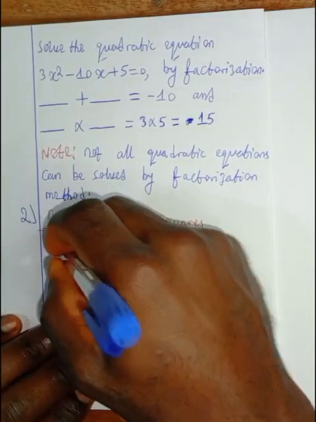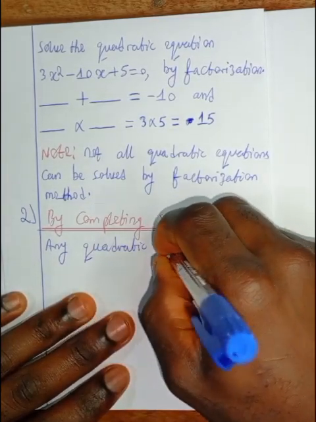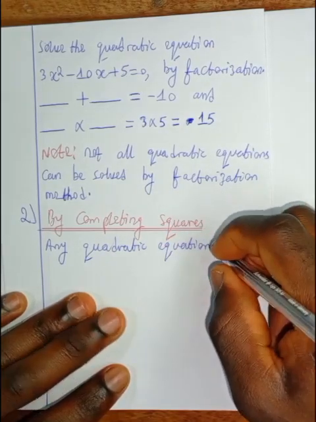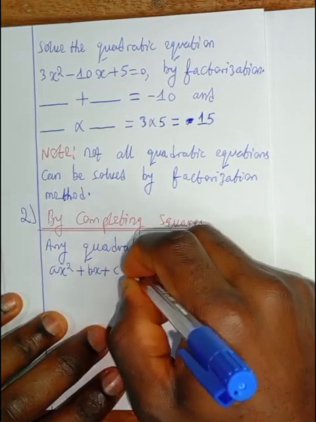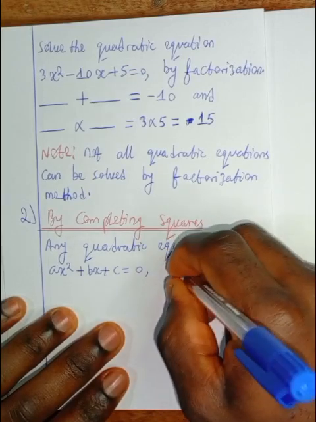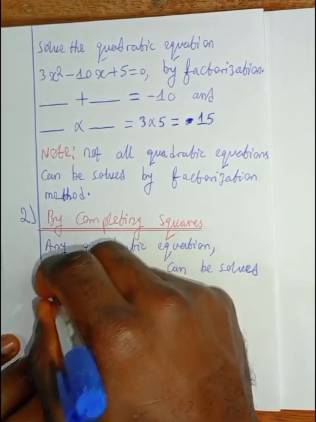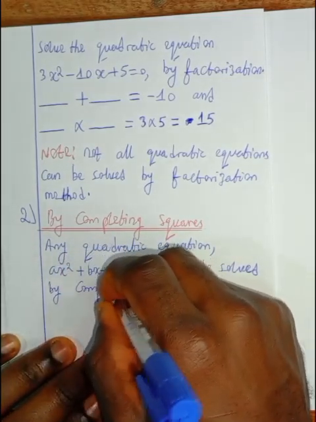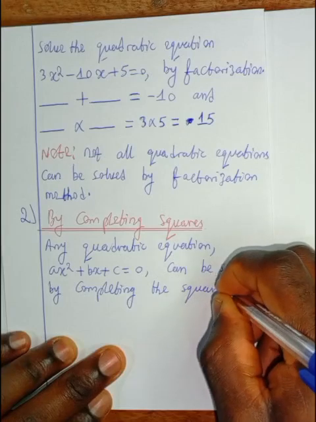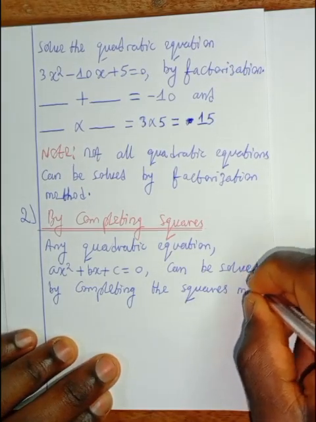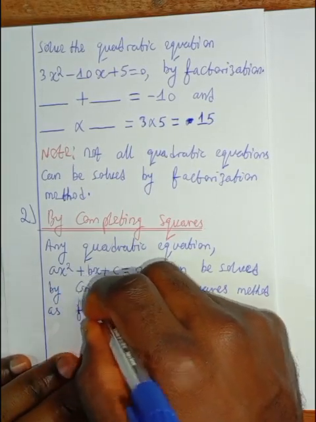Write this down. Any quadratic equation, ax squared plus bx plus c equal to 0, can be solved by the completing the squares method as follows.